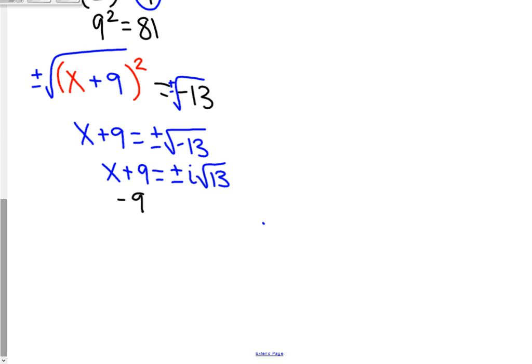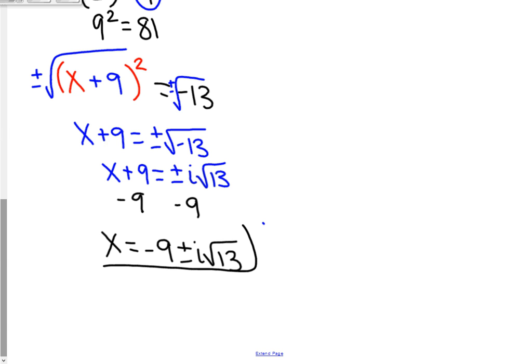I'll finish by getting x by itself by subtracting 9. 9 is not a like term with i root 13, so we'll have negative 9 plus or minus i square root of 13.